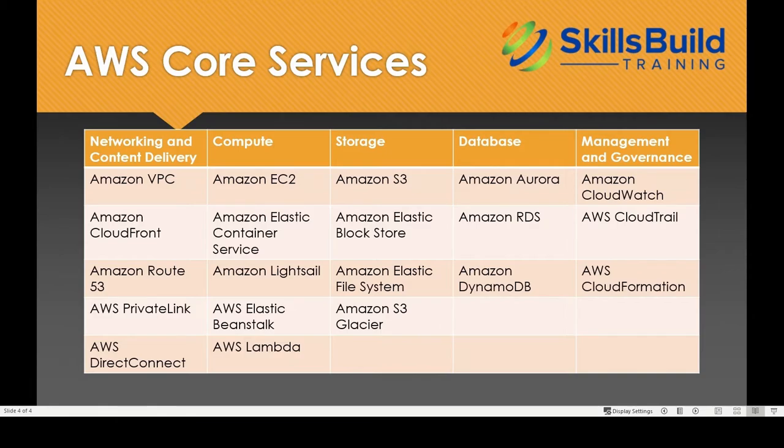Moving on to storage section, we will mention Amazon Simple Storage Service or Amazon S3, Amazon Elastic Block Storage or EBS for short, Amazon Elastic File System or EFS, and Amazon S3 Glacier. For database section, we will take a look at Amazon Aurora, Amazon RDS, and Amazon DynamoDB. To wrap it up, we will describe management services with Amazon CloudWatch, AWS CloudTrail, and AWS CloudFormation.